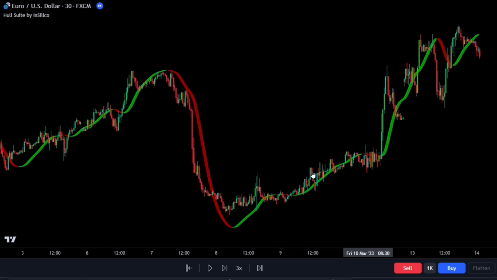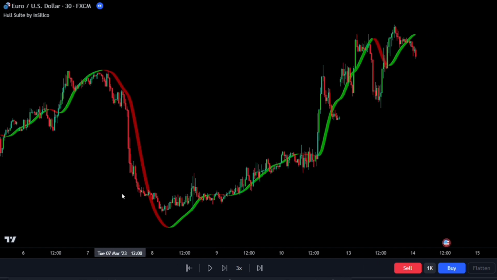On the other hand, if the price goes down and closes below the Hull Suite and the line is red, that means it's a good time to sell. I really love this indicator because it's very accurate, but you do need to adjust the settings properly.